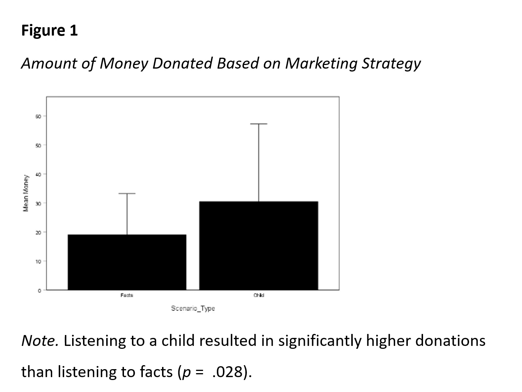This is how you would write up and present a figure using APA conventions. The figure and number would be bolded, and then double space below that is the title and title case of your figure. Our bar graph has no background lines. It has error bars, and it has an X and Y axis all in title case. And then there's a note below it. The note is italicized and it says listening to a child resulted in significantly higher donations than listening to facts, and our p-value is presented.